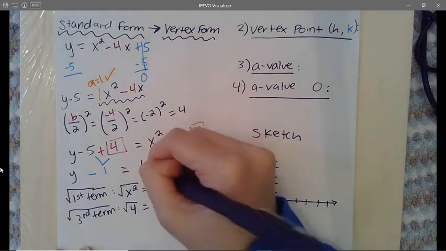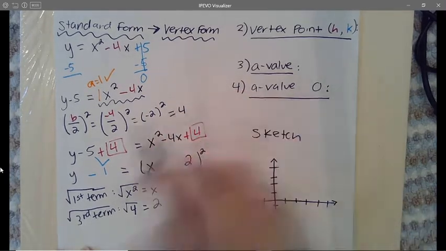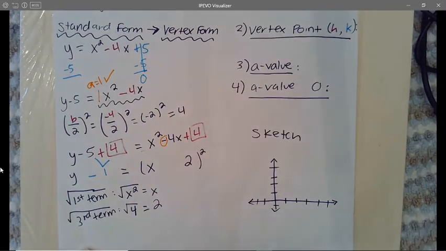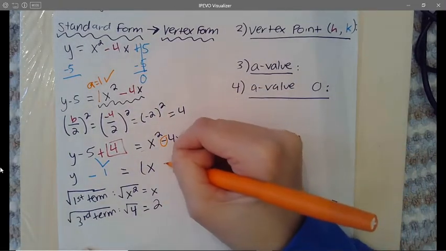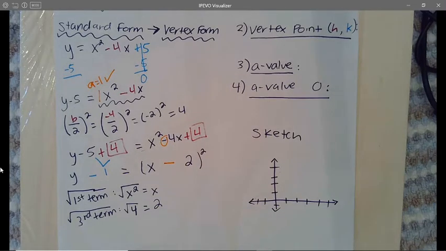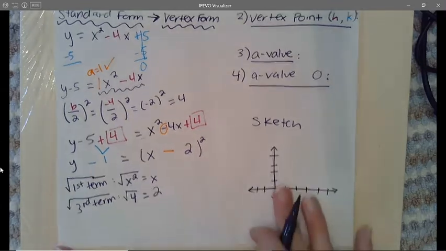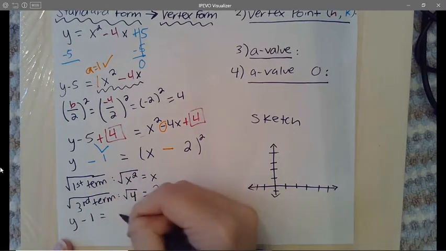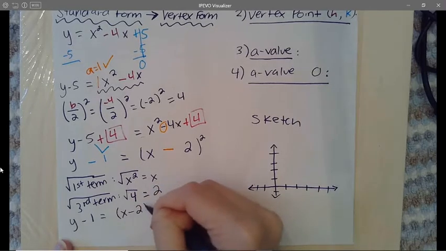Okay, so I'm going to write my x and my 2 in my parenthesis, and then I'm going to take the sign of the middle term. So the sign of the middle term is a negative. So x minus 2 quantity squared. Okay, so now I'm going to bring on down my equation. So I'm going to have y minus 1 equals x minus 2 squared.